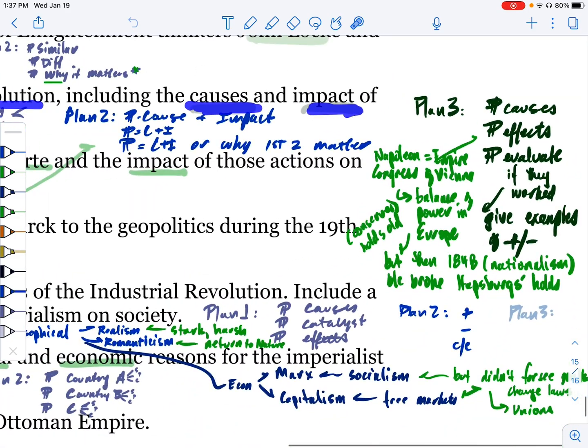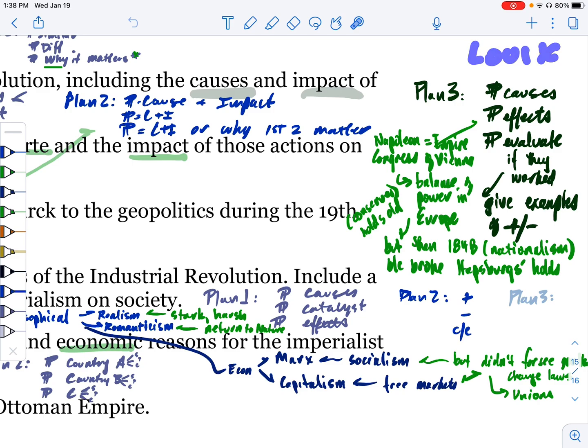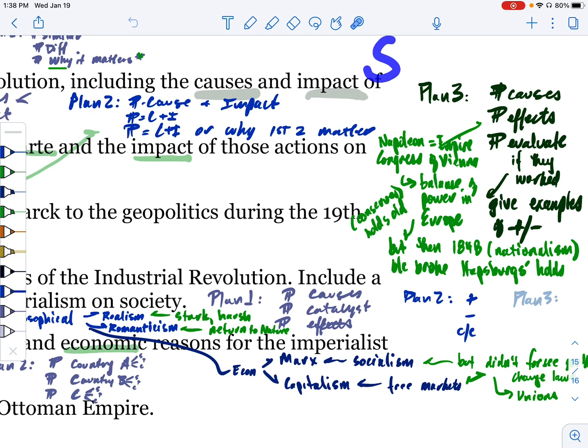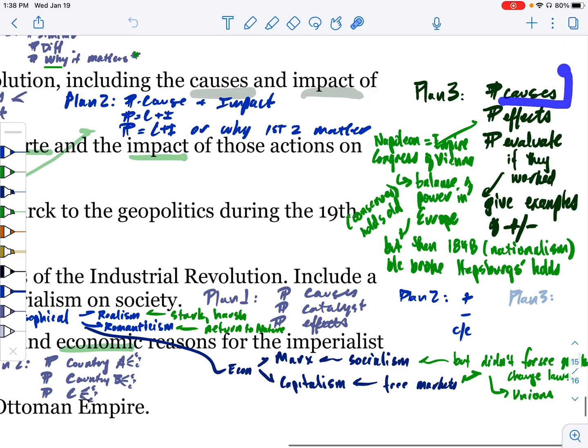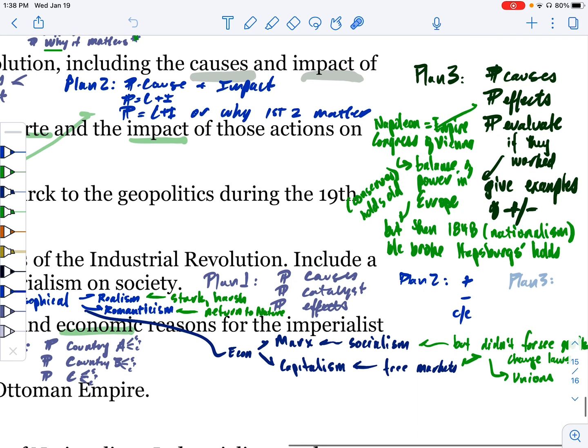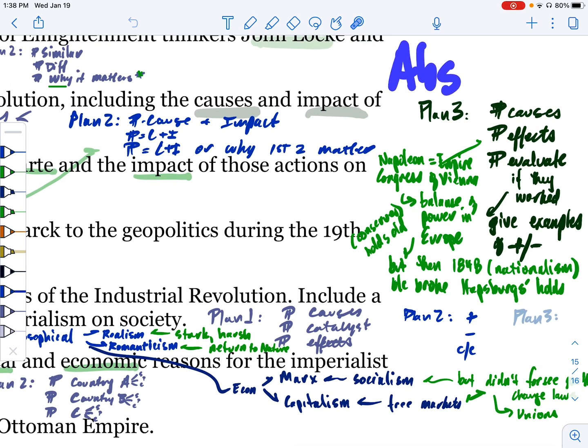A third way to maybe plan an essay about the French Revolution on changes, right? Plan 3. Do a paragraph about the causes of the French Revolution. Go back to Louis the 14th, right? And the palace at Versailles. The palace at Versailles, which was expensive, right? So what are the causes going back to the French Revolution? You could talk about the Enlightenment. You could talk about absolutism, right? Because Louis the 14th, prime example of an absolute monarch, right? So what are the causes of the French Revolution?